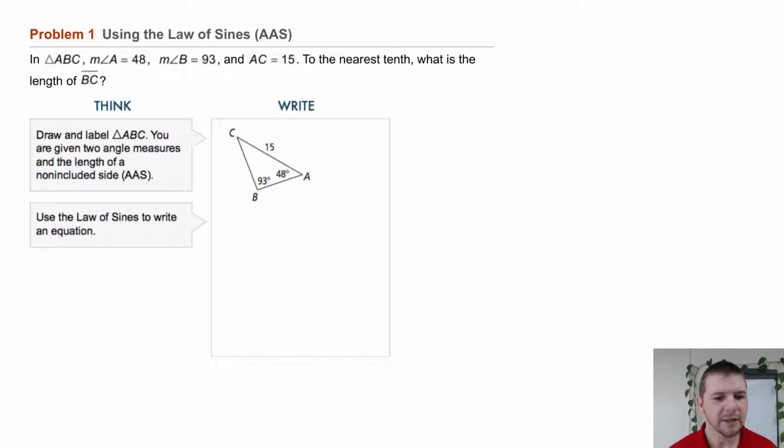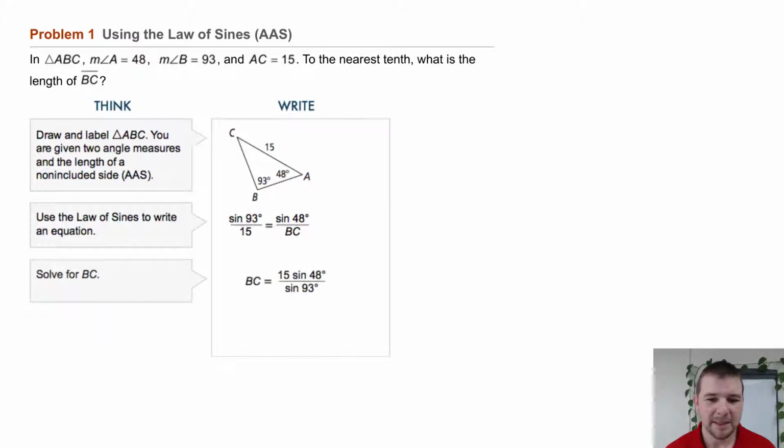Next, we would think, use the law of sines to write an equation. In this case, it will be the sine of 93 degrees over the opposite side length of that angle, 15, equals the sine of 48 degrees over the unknown side length we're solving for, BC. And then we solve for BC. BC equals 15 times the sine of 48 degrees divided by the sine of 93 degrees.